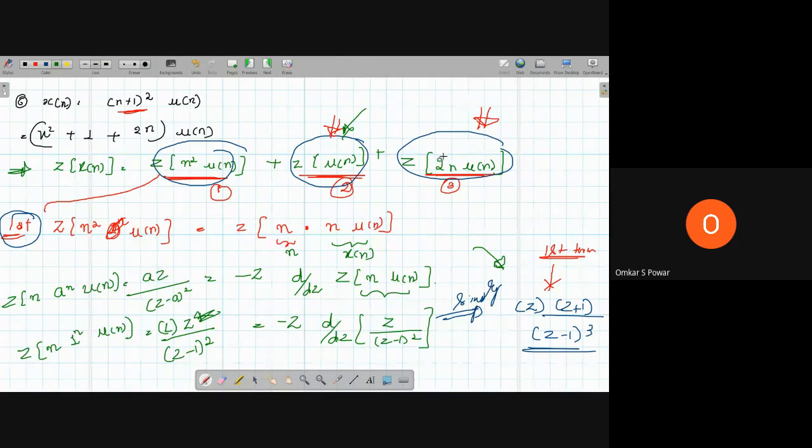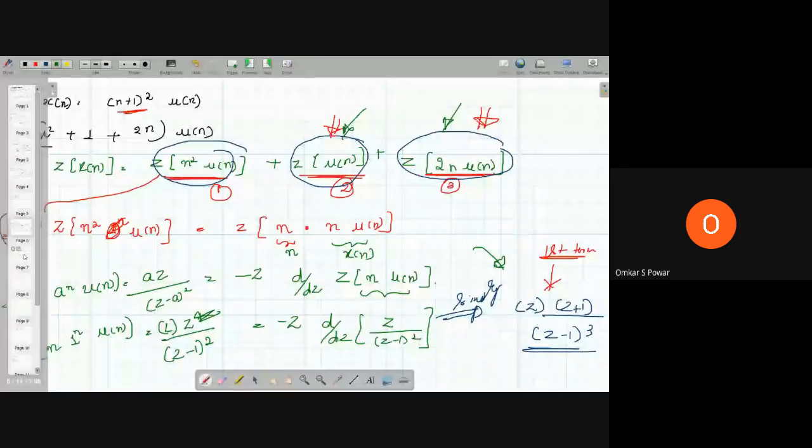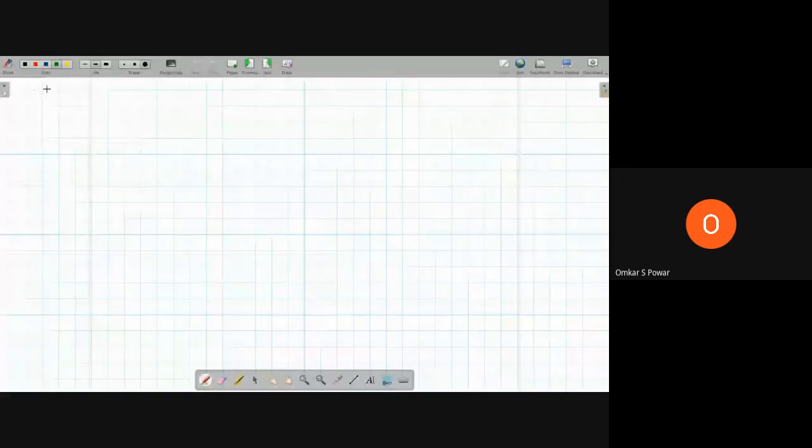Similarly, for the third term, the z transform of n a power n u of n is nothing but a into z divided by (z minus a) the whole square. Here a is 1. So express it using that formula, get the third term, add together and simplify. It's easy. You just have to remember the formulas and the properties. Then you can solve step by step.